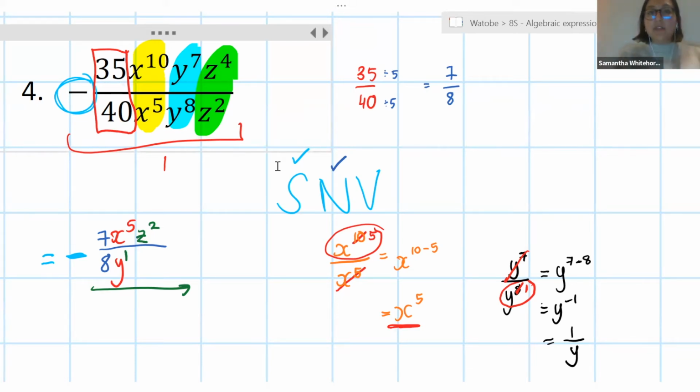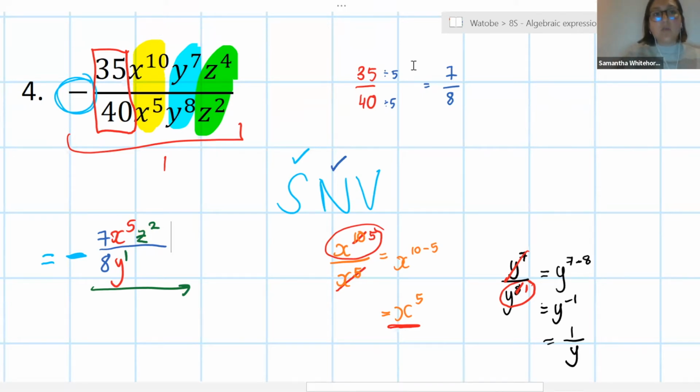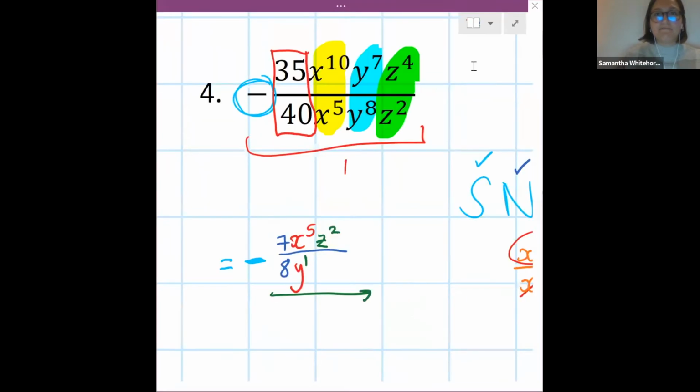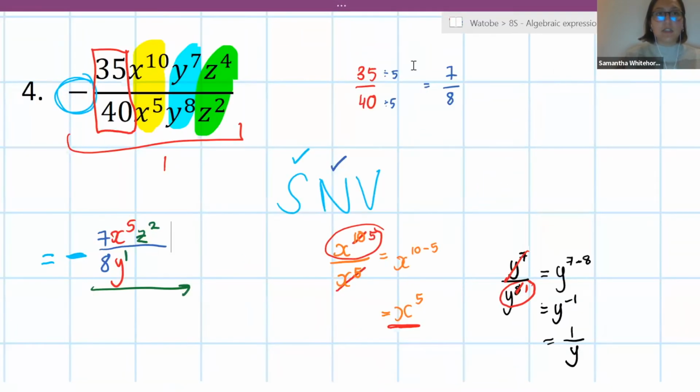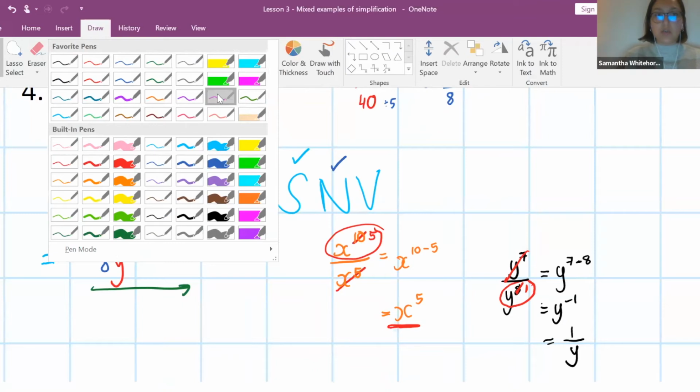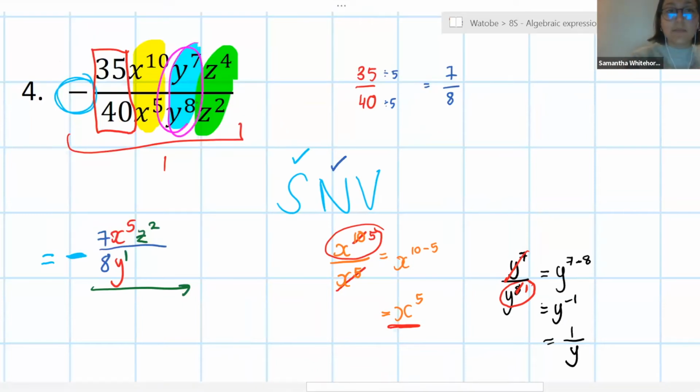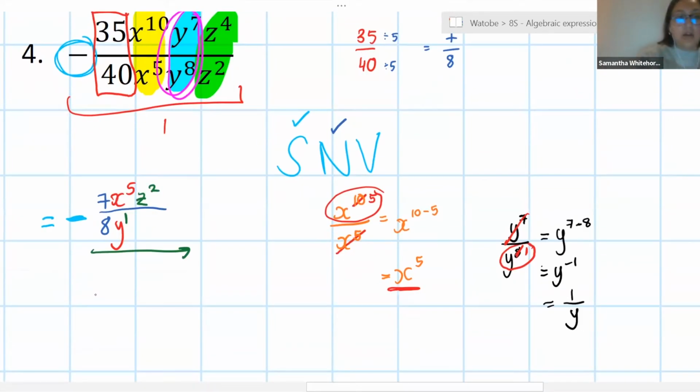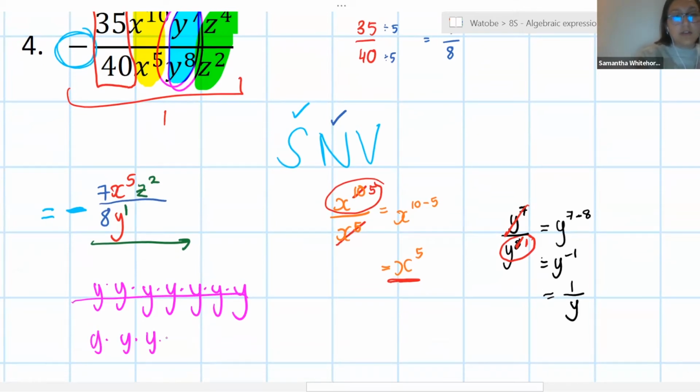Right, so Princess, the y went to the bottom because, and again, this is how I like to think of exponents. If I go back to the original question and I just look at the y's, I can see that I've got 7 y's in the numerator and 8 y's in the denominator. Now, this is going to be a bit long, so you don't have to write it down, but just bear with me. There are my 7 y's in the numerator, and there are my 8 y's in the denominator.